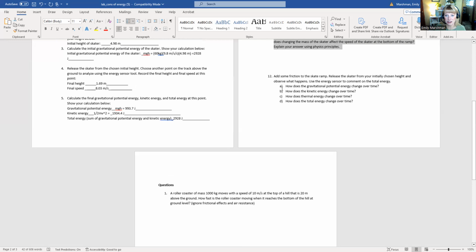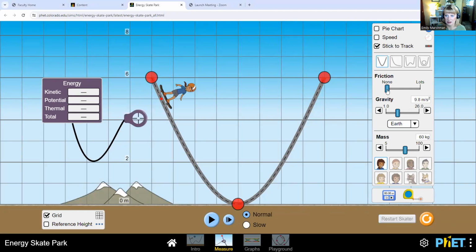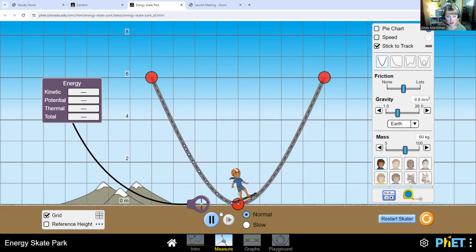The last part asks you to add some friction to the skate ramp. So let's see what happens there. We're going to restart. Okay. And let's add a medium amount of friction. You can predict that she's going to gradually slow down and stop now because of the frictional effects. So let's observe that. She's gradually slowing down.